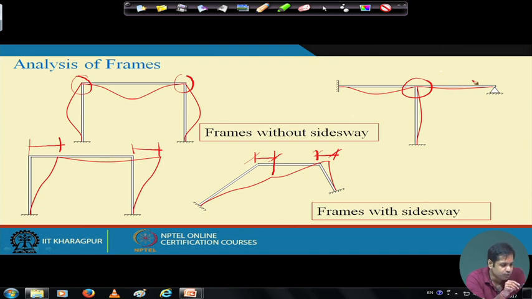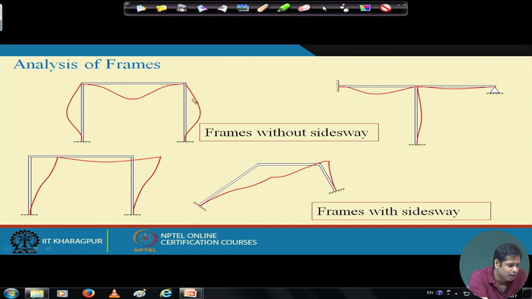So these kinds of frames are called frames without sidesway, and these are called frames with sidesway. Today we'll see some examples of frames which don't have any sway, and in the next class we'll see if there is a sway in the frame, how it is to be considered in your analysis, and how the amount of the sway is to be determined. So we'll start with this kind of problem today.